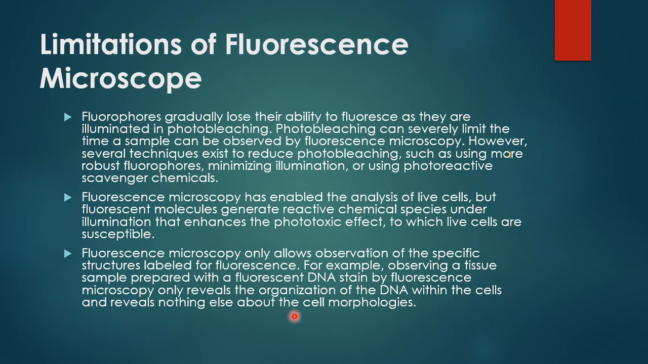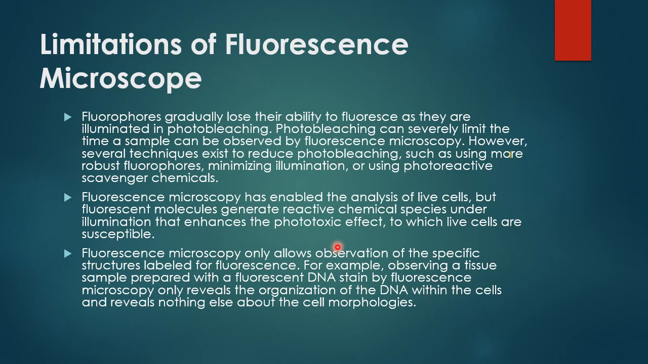Okay, so next are the limitations of the fluorescence microscope. Fluorophores gradually lose their ability to fluoresce as they are illuminated, which is photobleaching. Photobleaching means that when these fluorescent dyes are exposed for a longer period of time to sunlight or other light, they lose their property of fluorescence. That's one limitation. Apart from that, they also generate molecules such as reactive chemical species. And as we all know, reactive chemical species are harmful for the cell or the specimen, right? So this is another limitation.